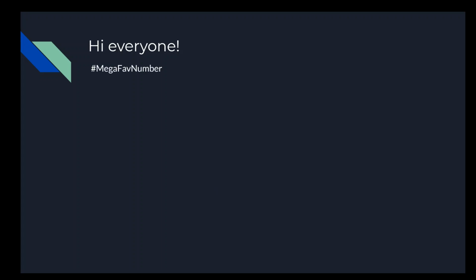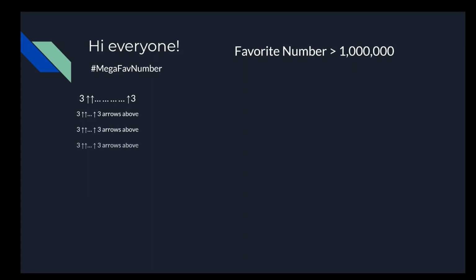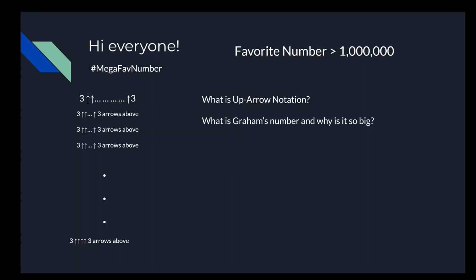This is part of the Mega Favorite Numbers Challenge, where YouTubers talk about their favorite number that is over 1,000,000. So I've chosen a number that, as you can probably tell from the title, is much larger than that. This number is known as Graham's number, and it's so large you could never write it down in the observable universe, even with the smallest possible digits. And today in this video I'm going to be explaining what up arrow notation is, what Graham's number is, how it's so big, and where it's used, although only briefly.